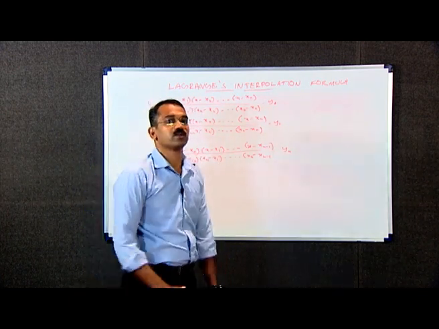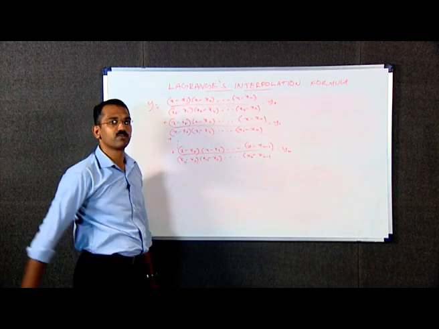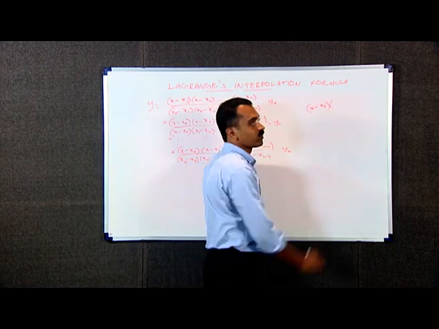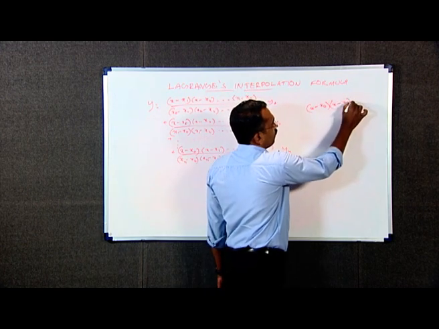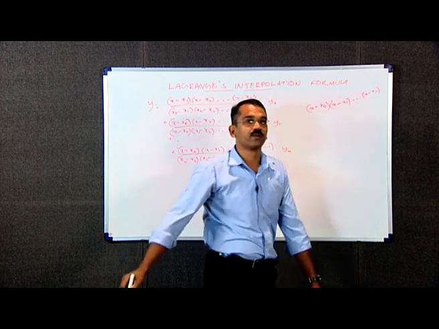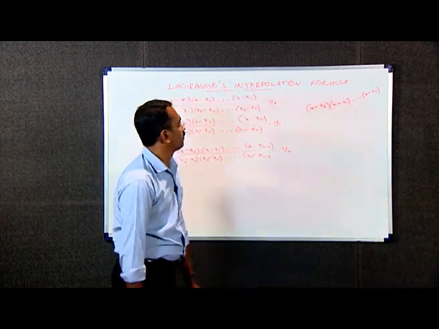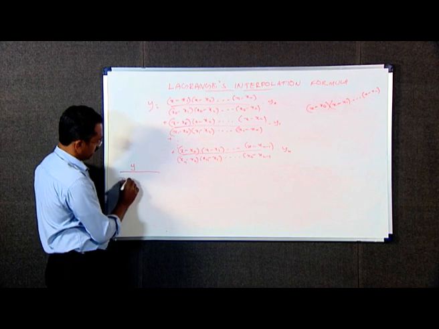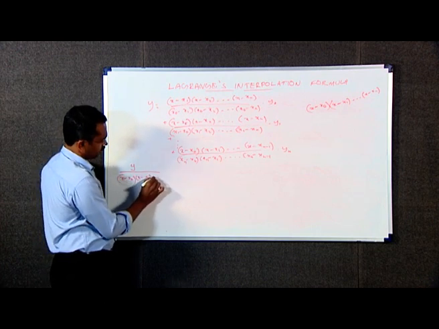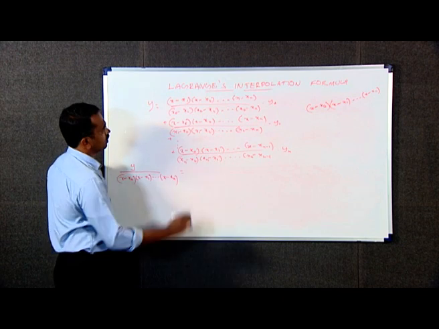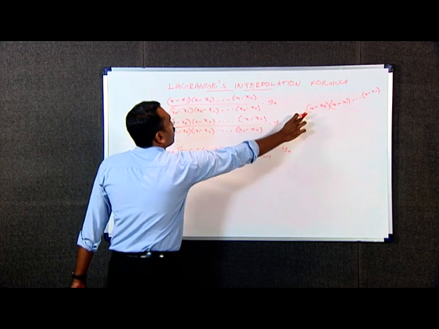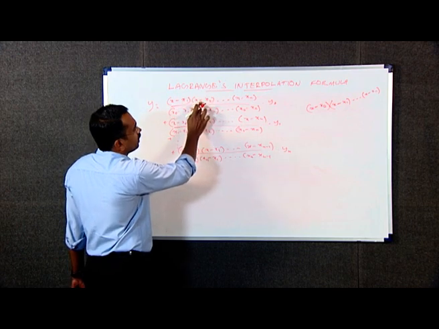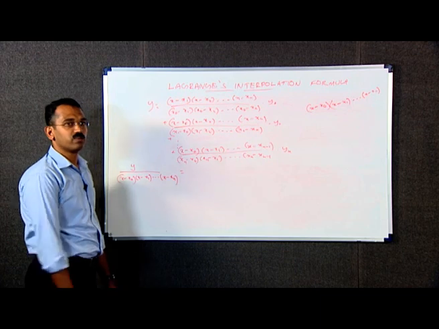If we divide this formula by (x minus x naught) into (x minus x1) into etc. (x minus xn), we get y divided by (x minus x naught) into (x minus x1) into etc. (x minus xn) is equal to, here if we divide by this term, (x minus x1) into (x minus x2) into etc. up to (x minus xn) will be cancelled.